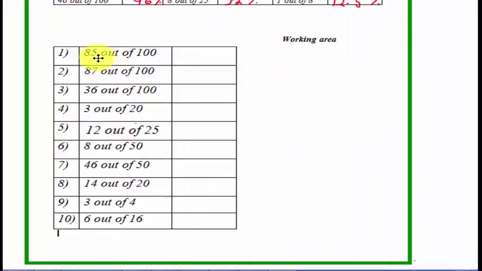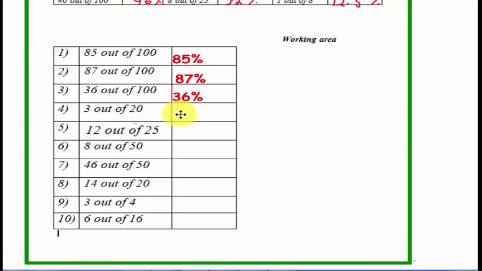Okay, welcome back. Here we are, number 1. We have 85 out of 100. Your answer should have been 85%. Number 2, 87 out of 100. Same basic idea, 87%. And number 3, 36 out of 100. This is a cakewalk. 36%.